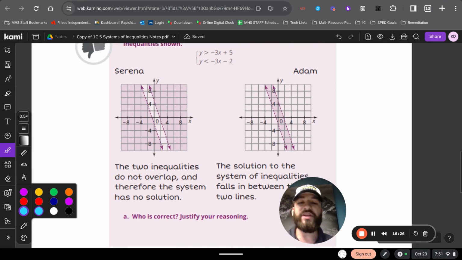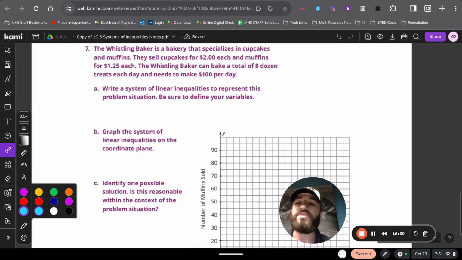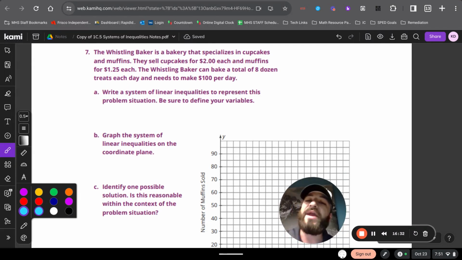Okay, so let's finish up. We're going to do one that's maybe a little bit more challenging, a little bit of an application problem. So the Whistling Baker is a bakery that specializes in cupcakes and muffins. They sell cupcakes for $2 each and muffins for $1.25 each. And the Whistling Baker can bake a total of 8 dozen treats each day and needs to make $100 per day. And we want to write a system of linear inequalities to represent this problem situation, and we want to be sure to define our variables.